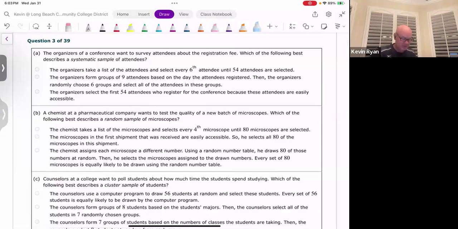All right, the organizers of a conference want to survey attendees about the registration fee. Which of the following best describes a systematic sample of attendees? The organizers take a list of attendees and select every sixth attendee until 54 attendees are selected. That is systematic. Part B.